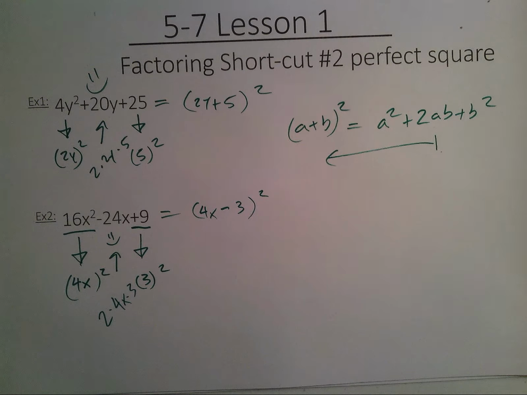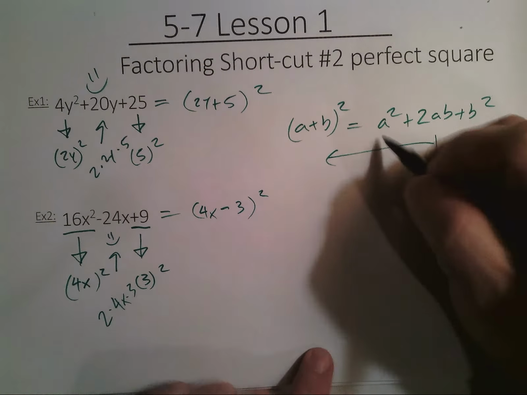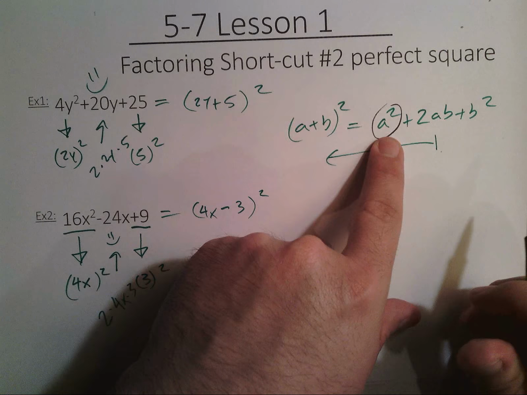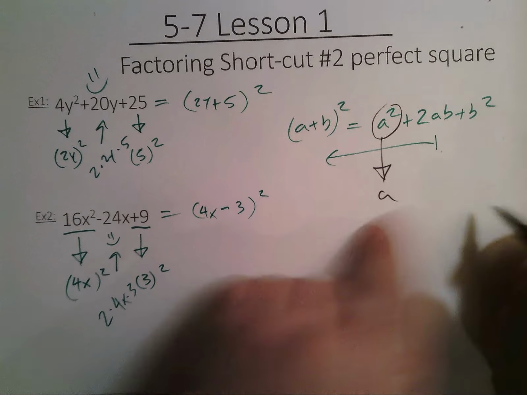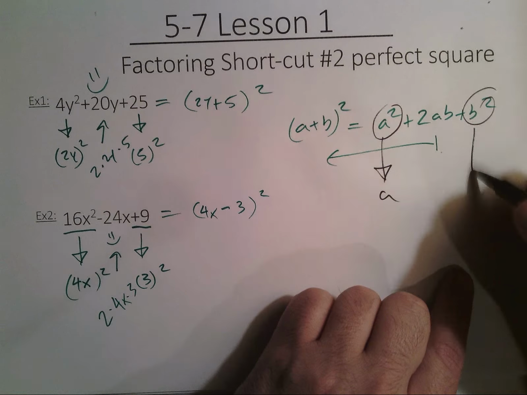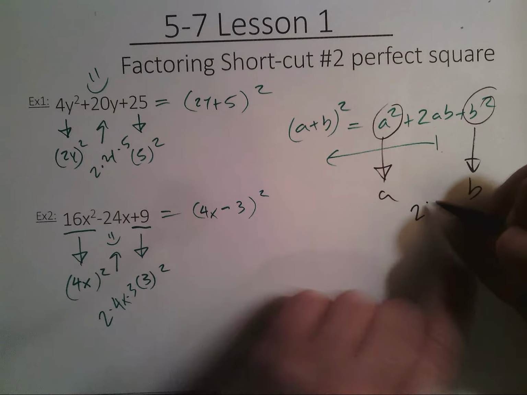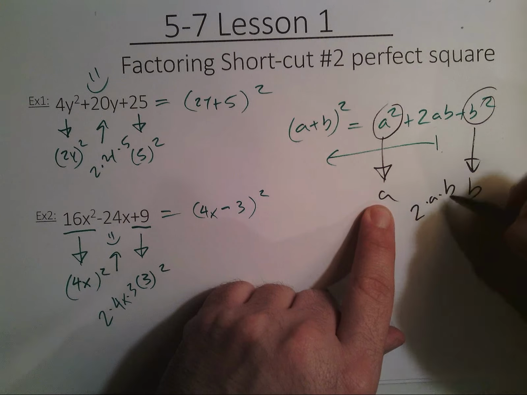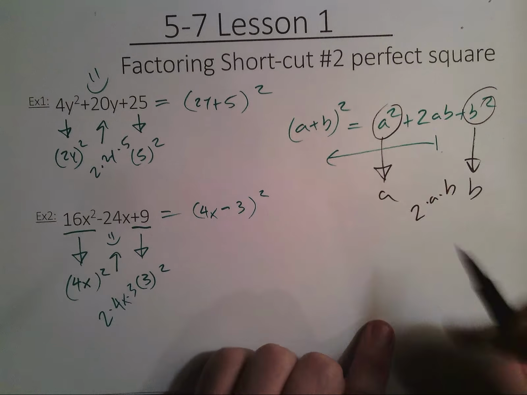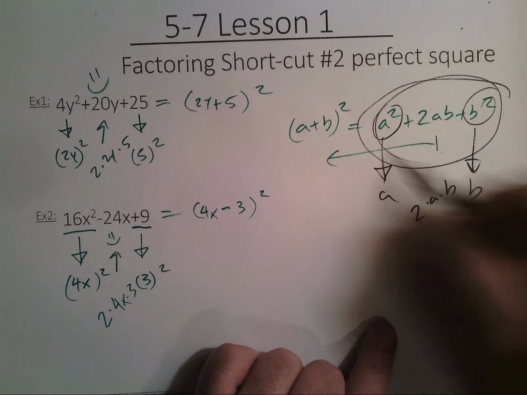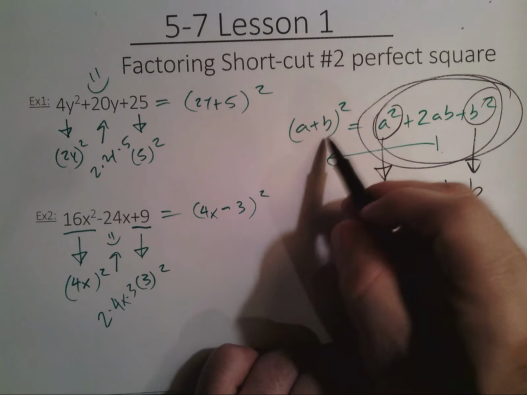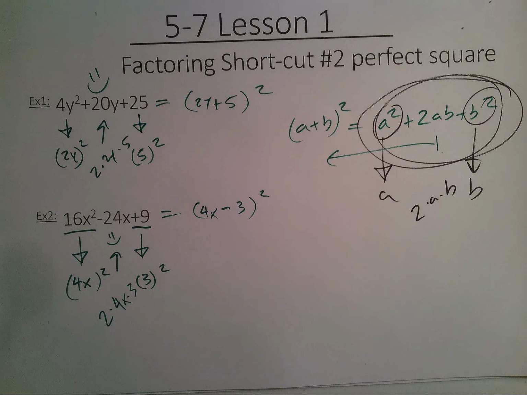Now, if you'll notice right here, a squared is a square of a. B squared is a square of b. And now we have to check the middle. Is it 2 times the first thing times the second thing? Yeah, so we can automatically rewrite this whole thing as a plus b squared. It's the perfect square pattern.